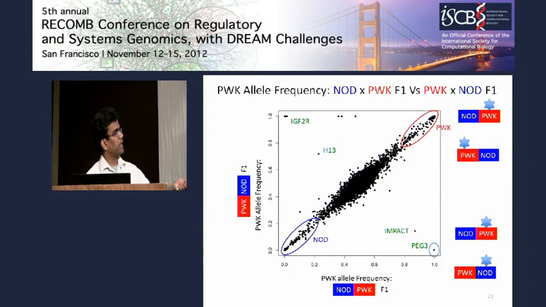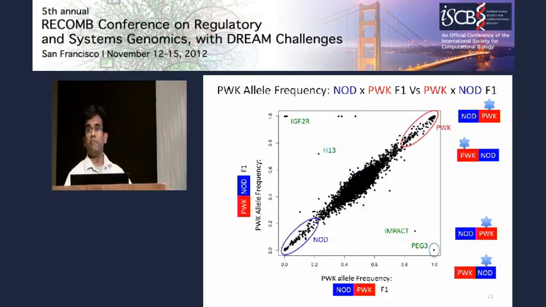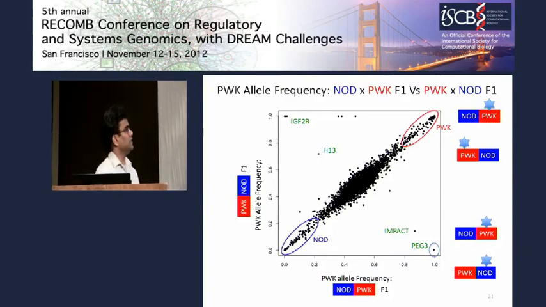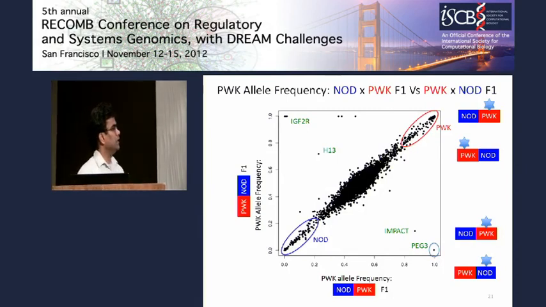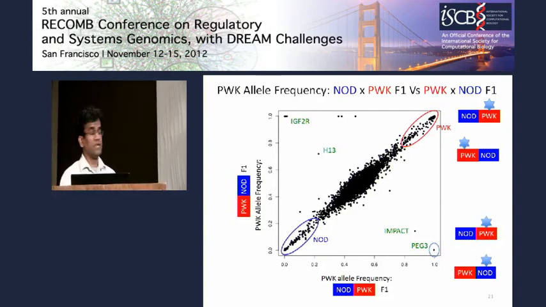On the other hand, if you look at the PWK allele specific expression along the diagonal, you would see that irrespective of the sex it came from, it is always expressed from PWK. And similarly, here it's always expressed from NOD. So this suggests a strong parent of origin effect here, mainly from paternal expression. On this part of the anti-diagonal, we have IGF2R and H13, which are maternally expressed or maternally imprinted genes. And the striking aspect of this plot is that there is a lot of allele-specific expression with local genetic effect, but only very few genes that show a strong parent of origin effect.